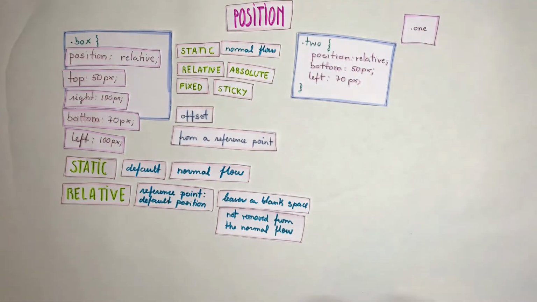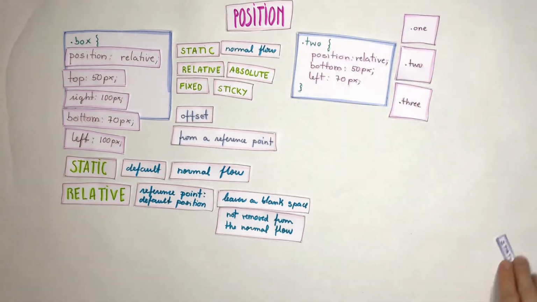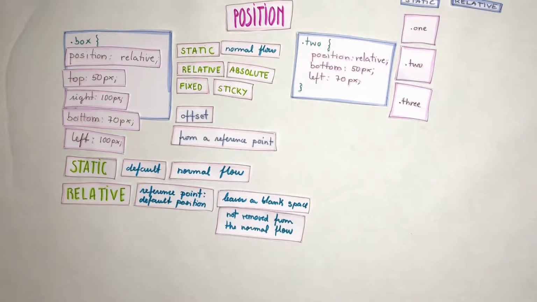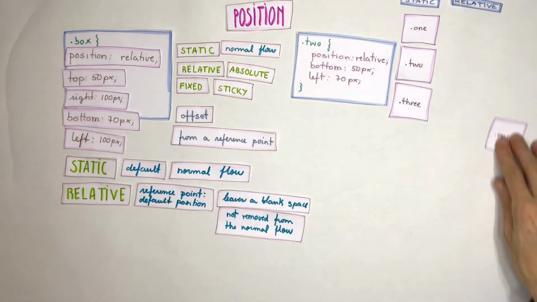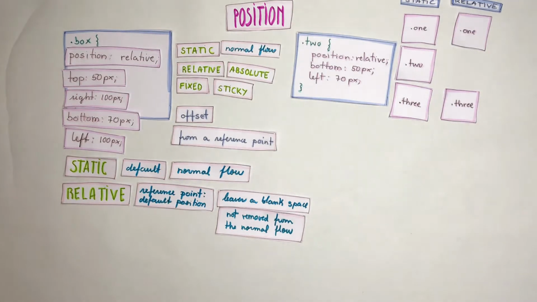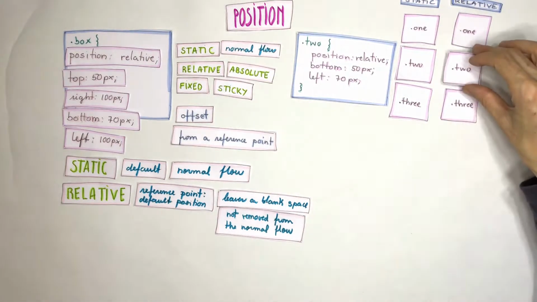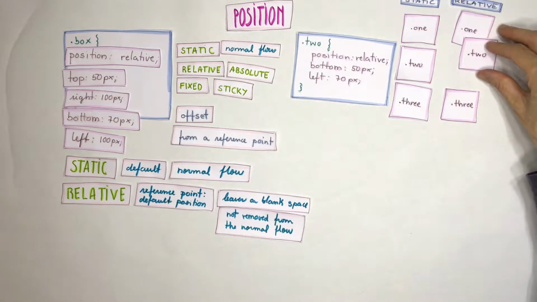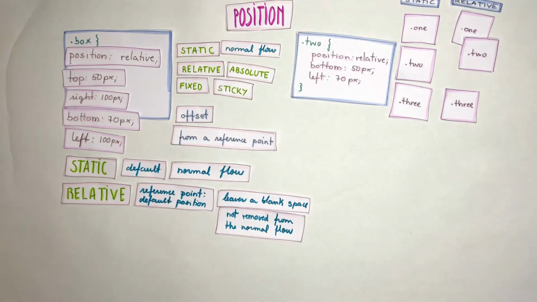We have this class that modifies the position of these three elements. Here is how those elements are going to be rendered in the default position, in the static position. This is how they are shown in the normal flow. And here is how they are going to be rendered when we apply this class to the second element. We are defining the position of the second element to be relative and with an offset of 50 pixels from the bottom and 70 pixels from the left. What does this mean? The first and last elements are not going to move, and the second one, that is the one affected by the class, is going to be moved 50 pixels from the bottom and 70 pixels from the left, taking as a reference its original position, the position it has in the normal flow.